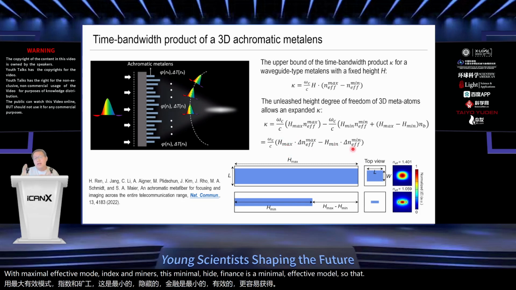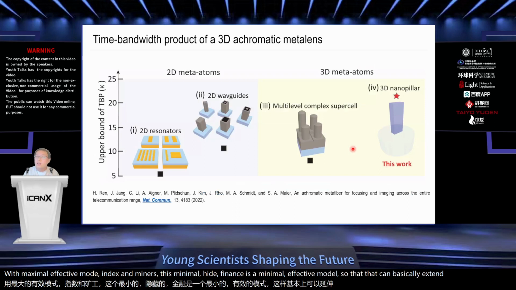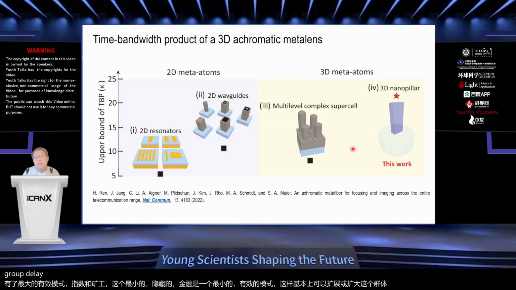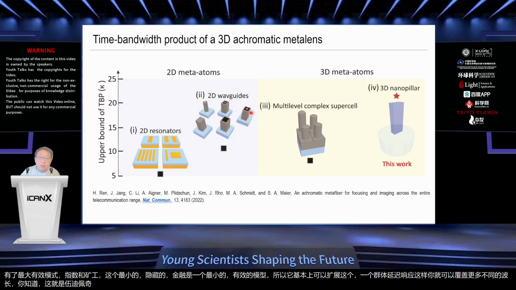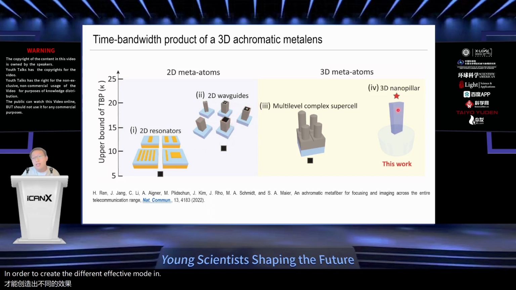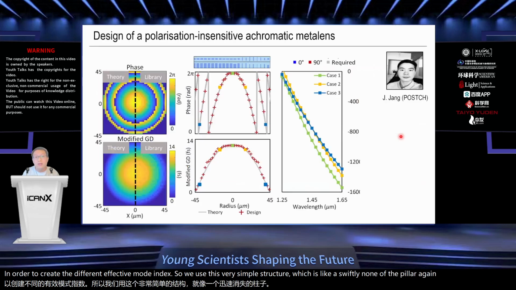So that can basically extend or expand this group delay response so that you can cover more different wavelengths. Just a showcase, like the 2D case, people have to play around with these structures with different shapes in order to create different effective mode index. So we use this very simple structure, which is a 3D nanopillar. Again, it's a single nanopillar.